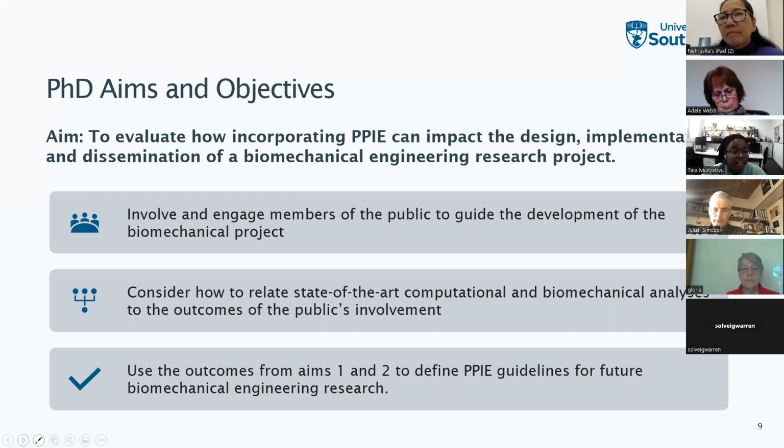So how we aim to do that is by involving and engaging members of the public to guide the development of this project, to consider how we can relate the engineering technology we have, so the state-of-the-art computational and biomechanical analysis, to the outcomes from the public involvement. And then, of course, using aims 1 and 2 to define guidelines for other engineers so that they can apply it in their own research. So yeah, having it be like a case study as well as an actual engineering project.